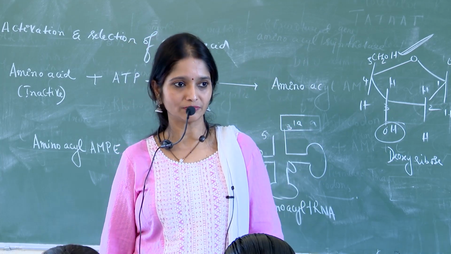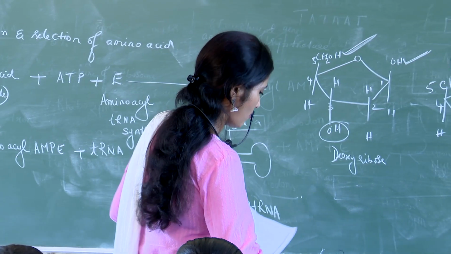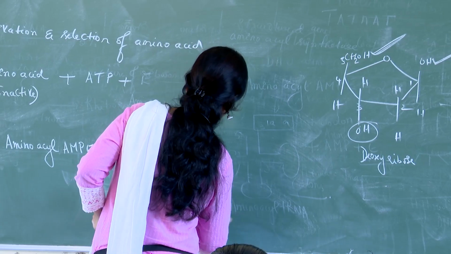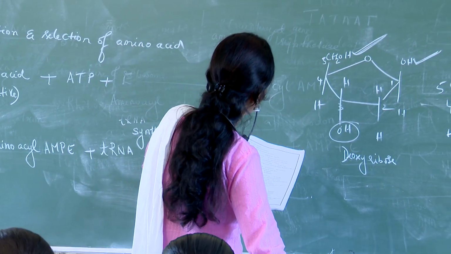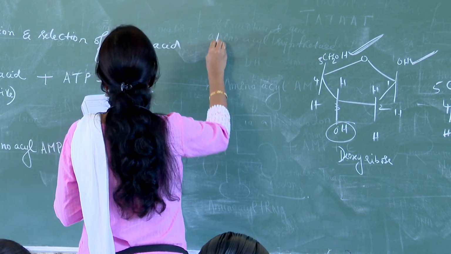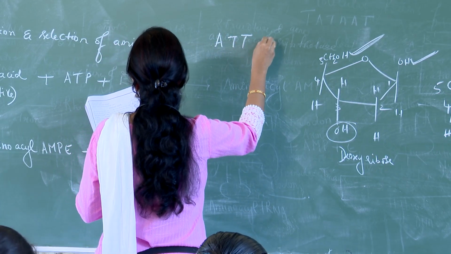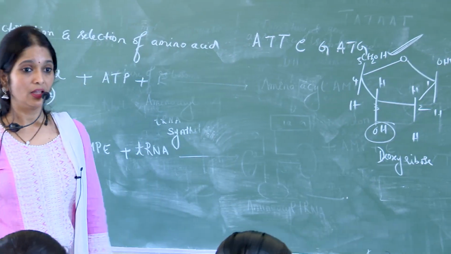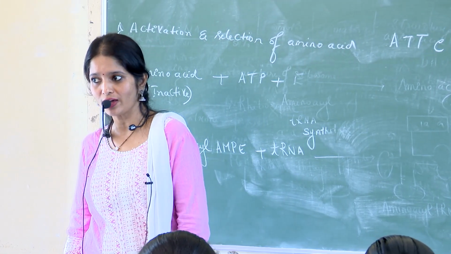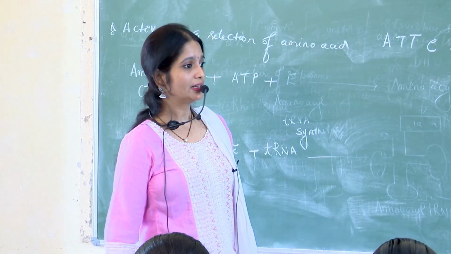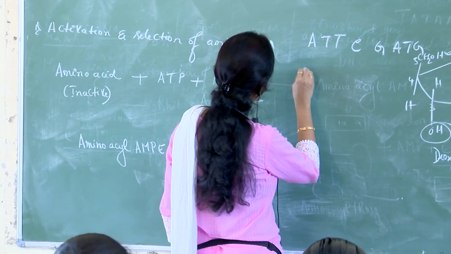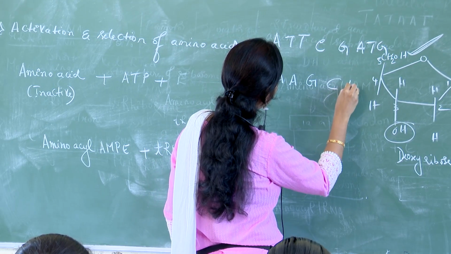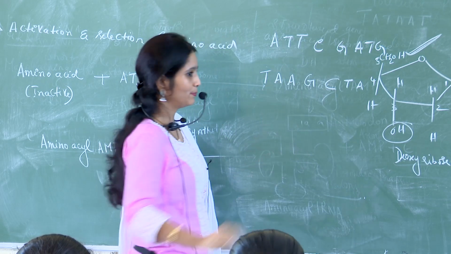They have given the coding strand as A, T, T, C, G, A. This is the coding strand. Is the coding strand involved in the synthesis of RNA? No. That means you have to find the template strand. Adenine pairs with thymine, thymine with adenine, adenine, cytosine, thymine, adenine. Now you got the template strand.